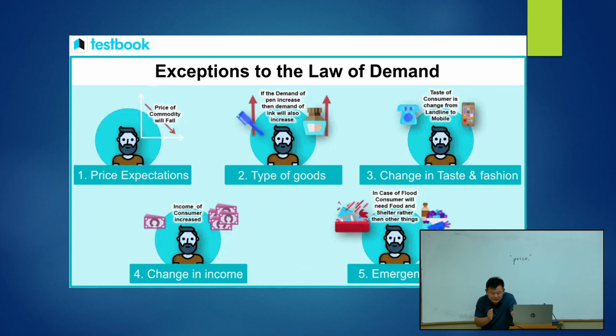Even if the quantity increases, the price is going up, not going down, something like that. Some of the important examples of exceptions to the law of demand. First, Giffen goods.